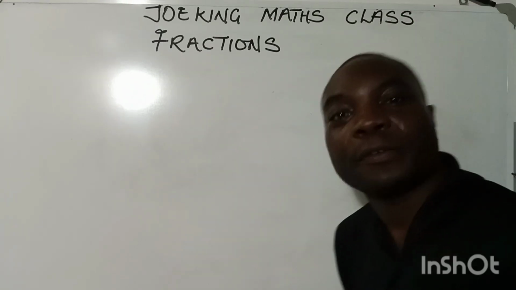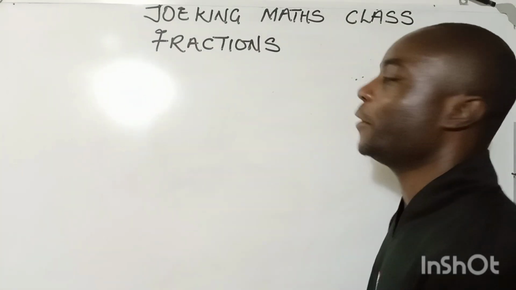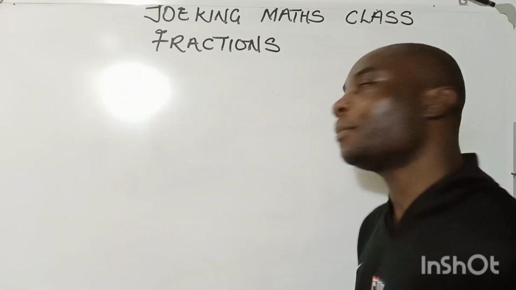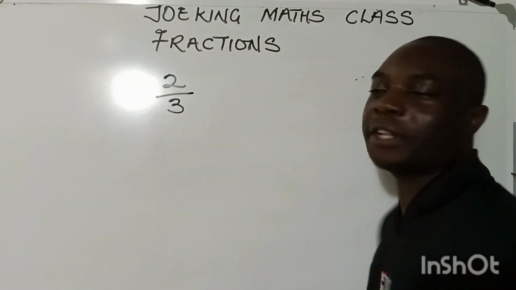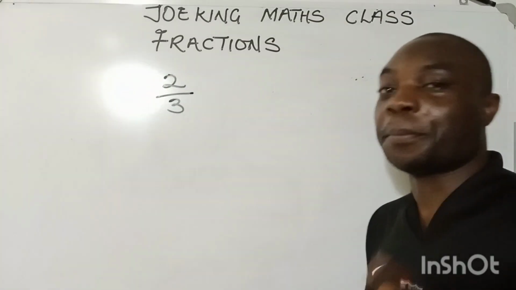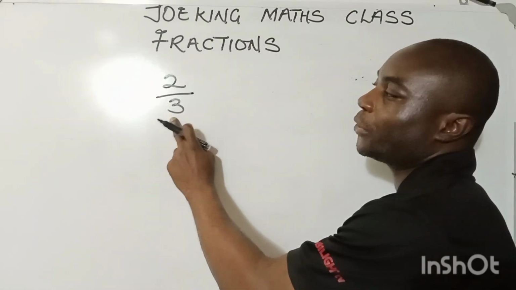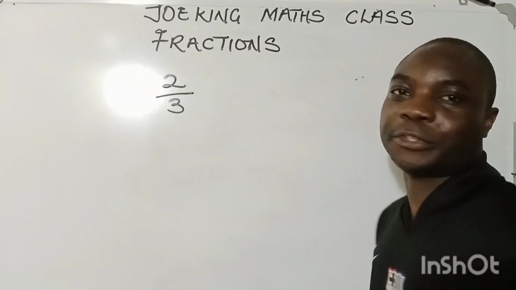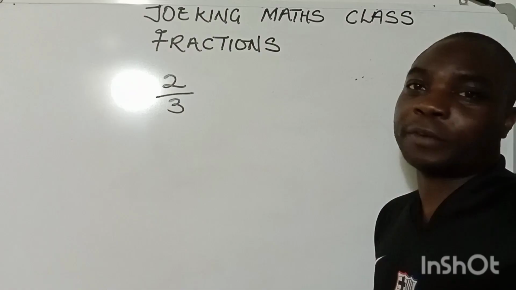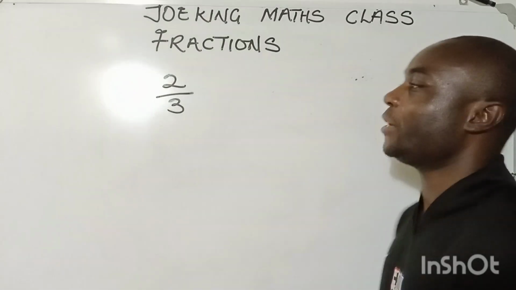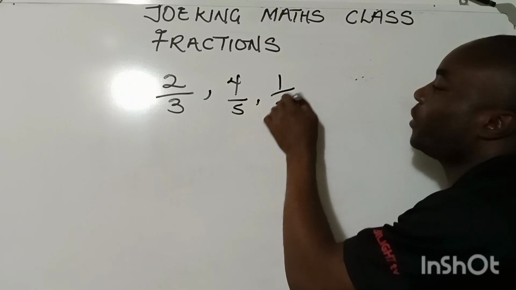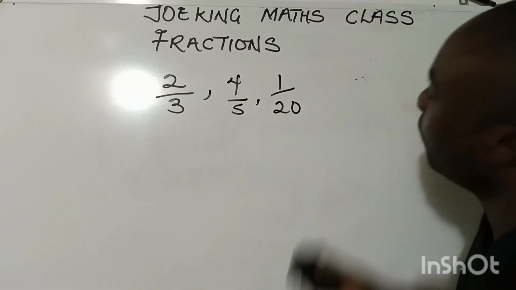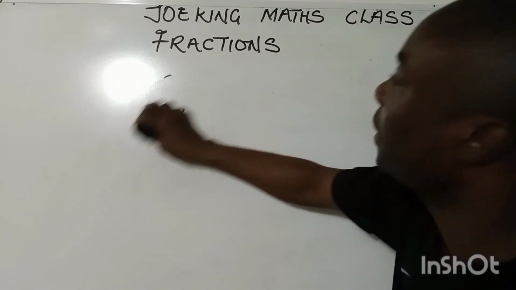We have the proper fraction. And in the proper fraction, the numerator is smaller compared to the denominator. In other words, in a proper fraction, the denominator is bigger than the numerator. We have different types of proper fractions. You can name as many as you want. 4 over 5, 1 over 20, and so on and so forth. Now, that is for a proper fraction.